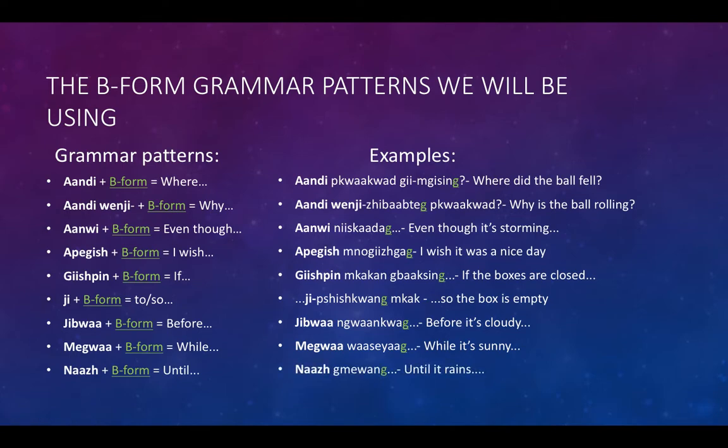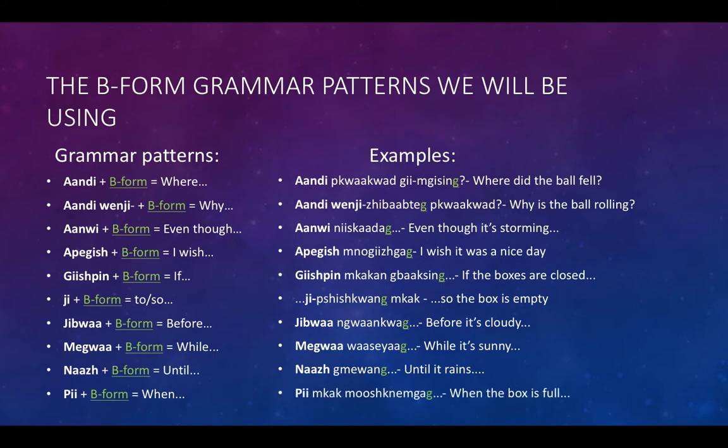Next, we have naj plus B form equals until. So in our example, we have naj gamewang, meaning until it rains. So naj means until, gamewan, it is raining, followed by our B form suffix G.